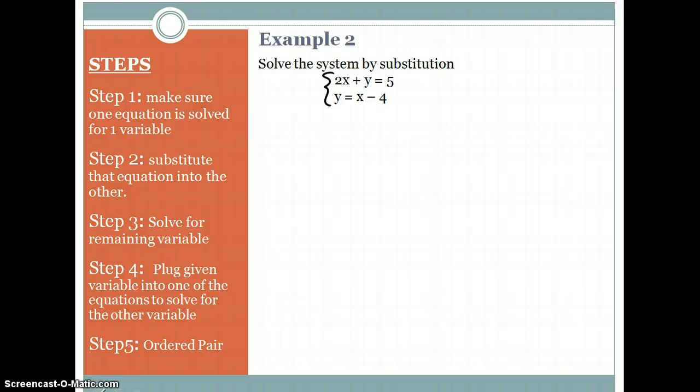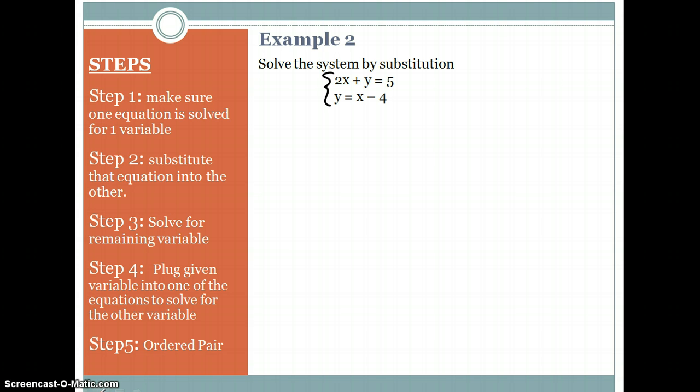So you're going to solve the system 2x plus y is equal to 5, and then y is equal to x minus 4. Now, given the fact that not both of these are equal to y, we're going to use substitution in a slightly different way. So your first step is to make sure that you have at least one of the 2 equations solved for a variable, and we do. The second one is solved for y, because it's y equals.